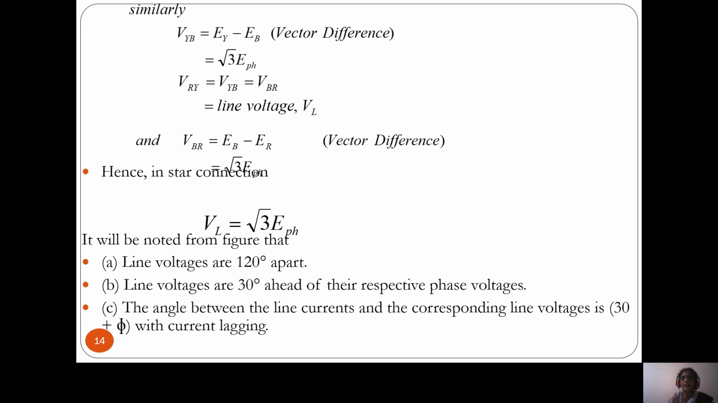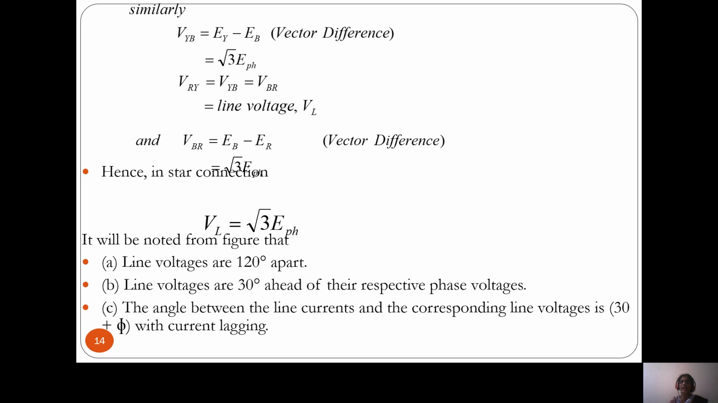VRY, VYB and VBR are the line voltages. Hence, in star connection, line voltage is equal to √3 times the phase voltage. So we noted from the figure that line voltages are 120 degrees apart and line voltages are 30 degrees ahead with respect to the phase voltage.